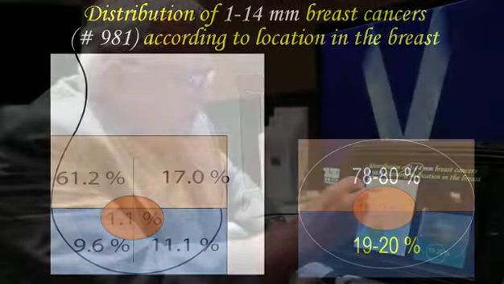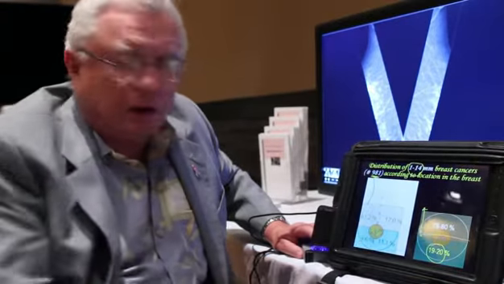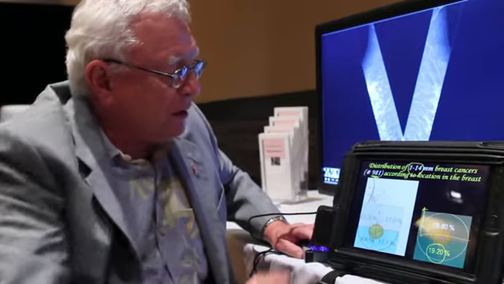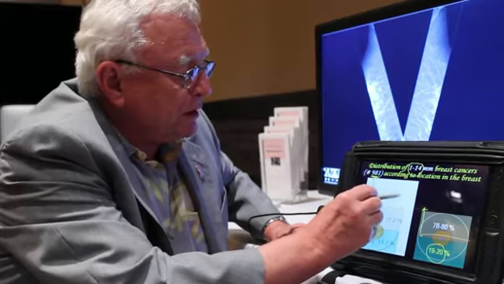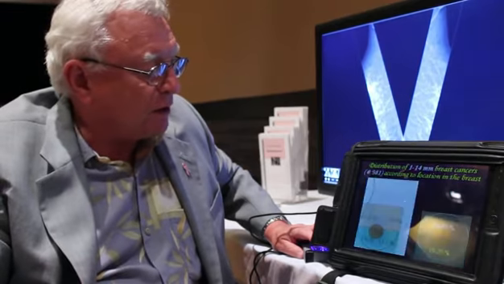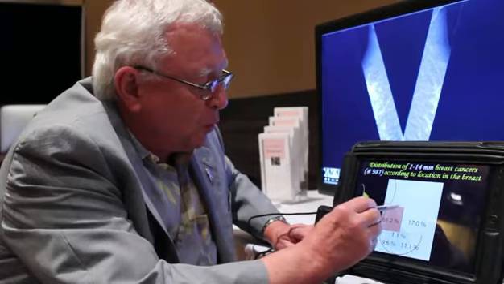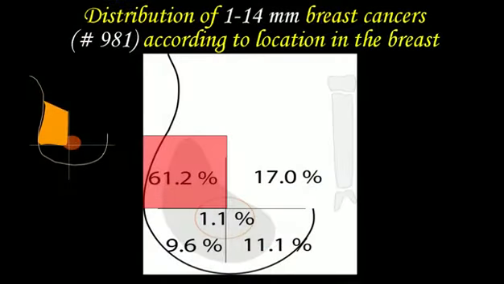But if we split the breast vertically, then we see that about 70% of the cancers are in the lateral half and about 30% in the medial half. These are extremely important guides for the radiologist. And if we look at which quadrant has most of the breast cancers, that's the upper outer quadrant.